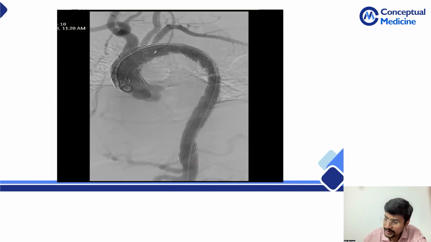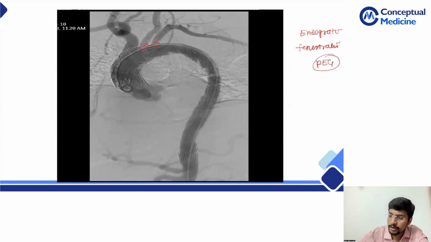What we use here is an endograft. Endografts are covered stents, meaning you put it inside, it will knock off all the branches. Then how do you stent the aortic arch? What we do is make fenestrations in the endograft. If you see, you have fenestrations that are made by the physician, so it's called a physician-modified endograft, PMEG.